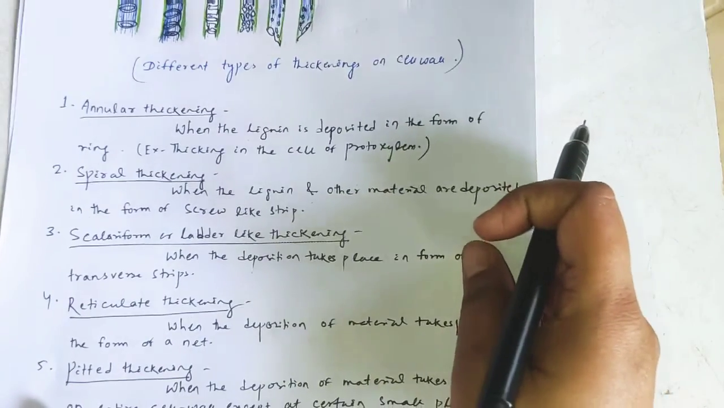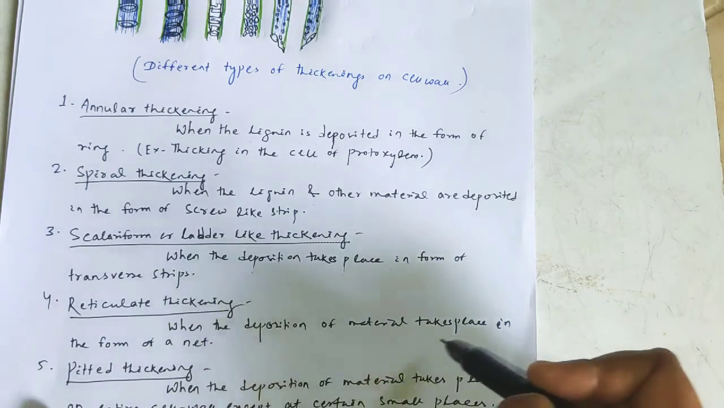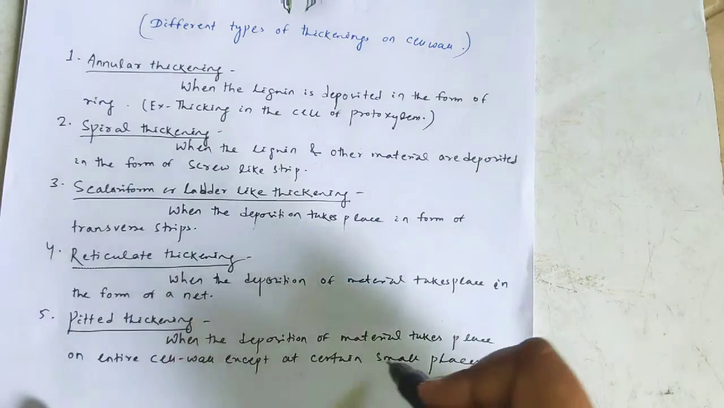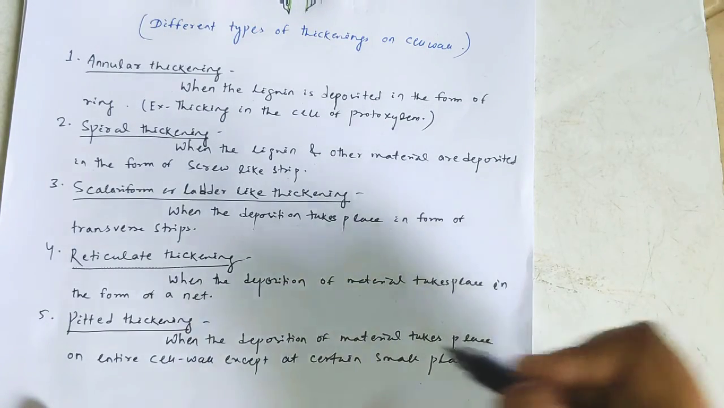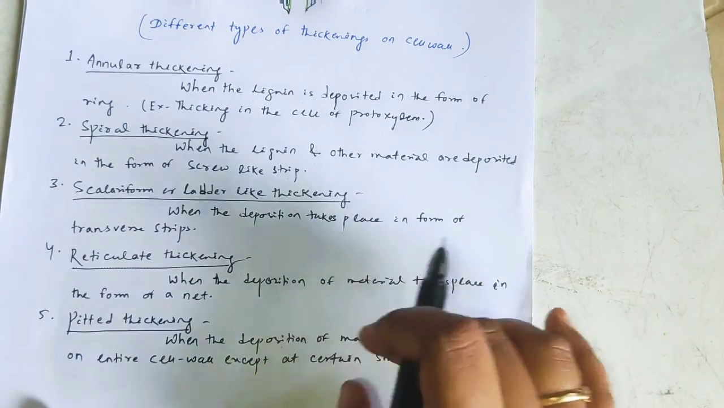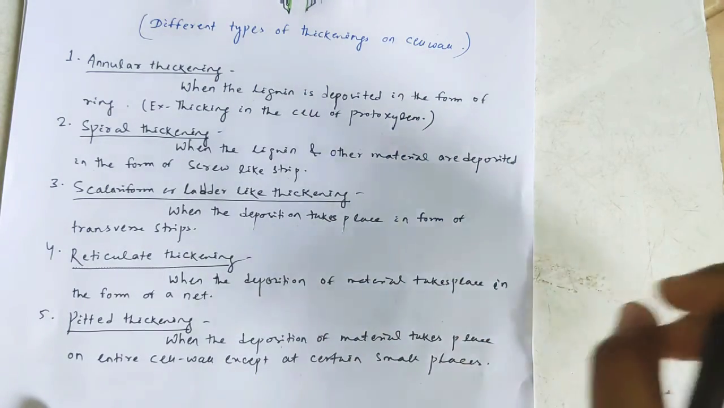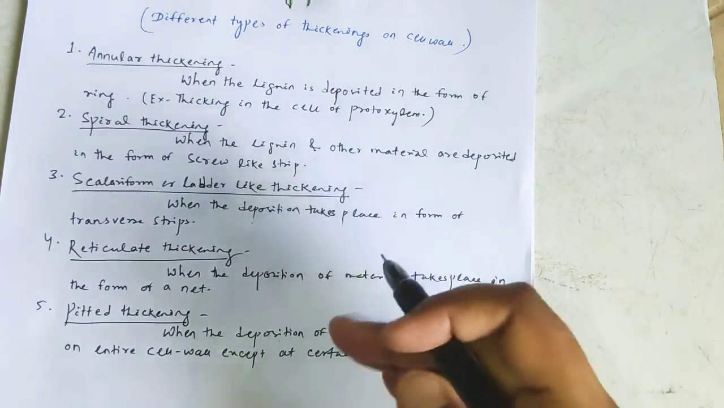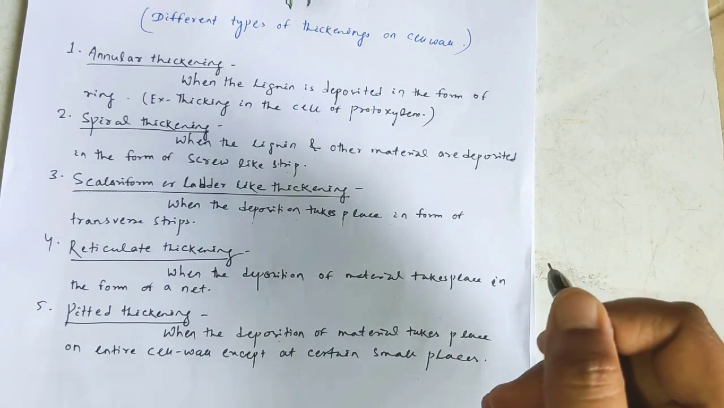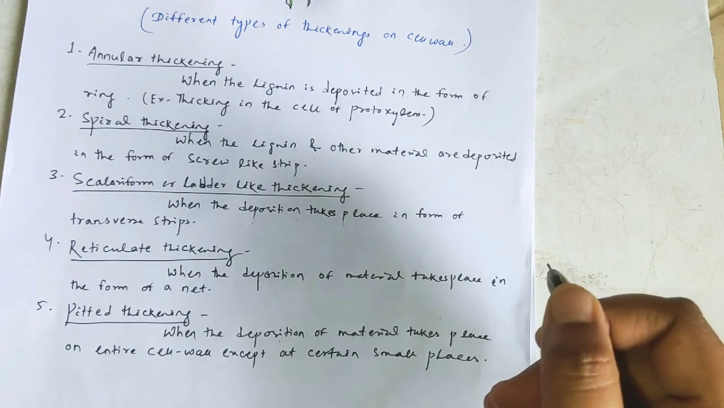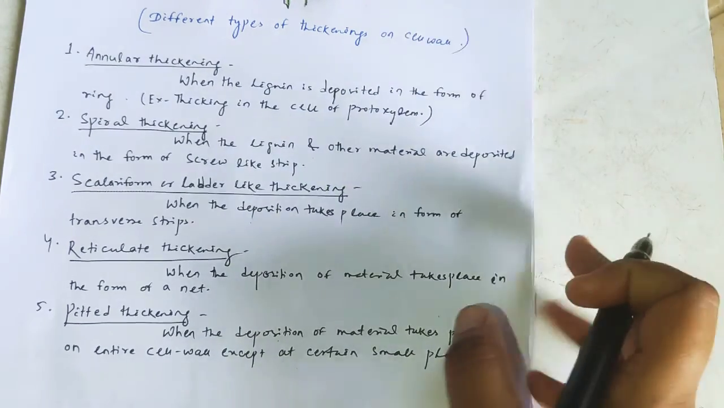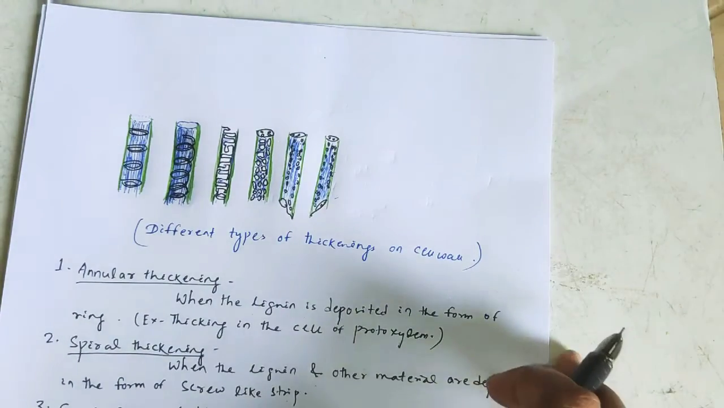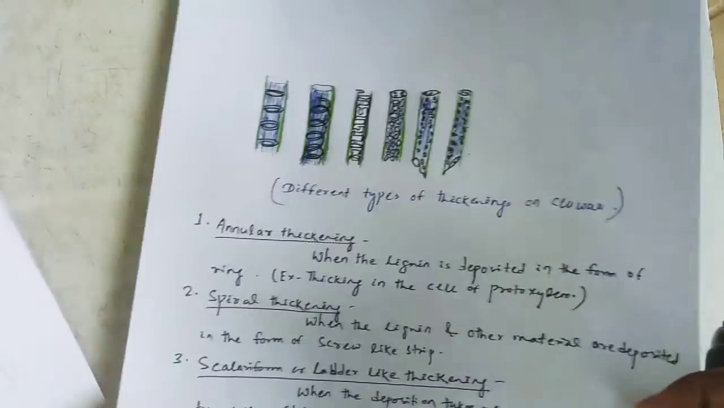Then the fourth one is reticulate thickening, when the deposition of the material takes place in the form of a net. Pitted thickening is when the deposition of the material takes place on the entire cell wall except at certain small places. Here the deposition occurs on the entire cell wall, but certain places are not deposited by that material or lignin. That is the pitted thickening, and it is mostly of 2 types. So this is all about the thickening of cell wall.